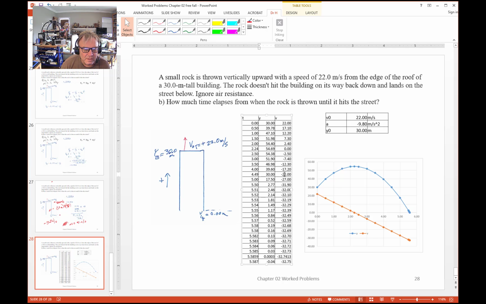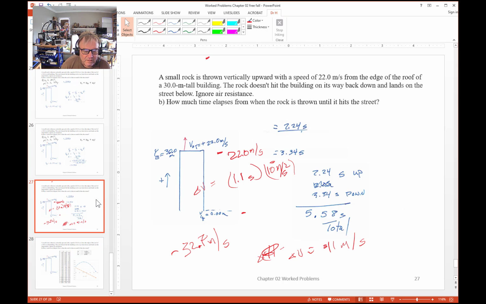Once again, it's going negative 22, and then it builds all the way up to its speed that it gets just before it hits the ground. And I tried to figure out exactly what it was, but for us, the 5.58 seconds is fine. Okay.